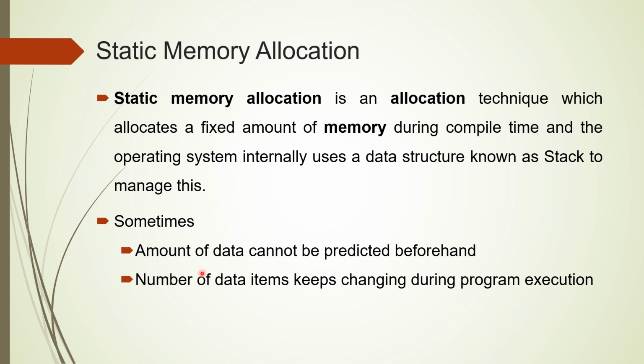Sometimes the amount of data cannot be predicted beforehand, and the number of data items keeps changing during program execution. These are the two major disadvantages with static memory allocation. As I already mentioned, memory will be allocated to the variable during the compilation time itself. That means before the program gets executed, we allocate the memory. So it's somewhat difficult to decide a block of memory before executing the program.